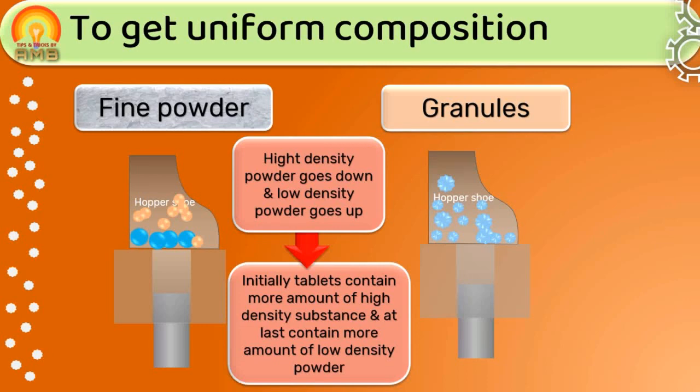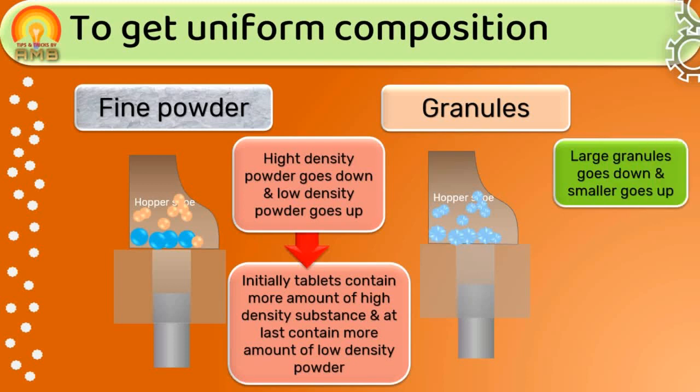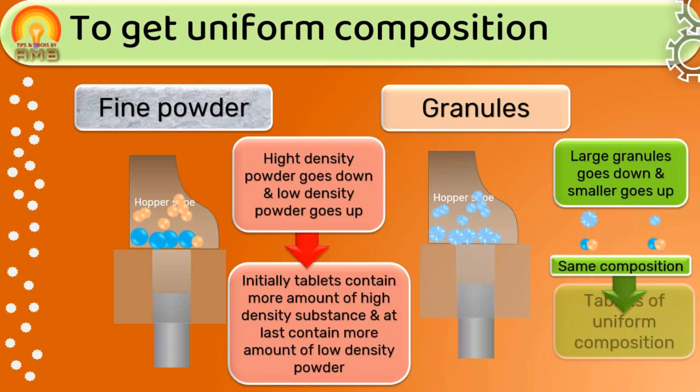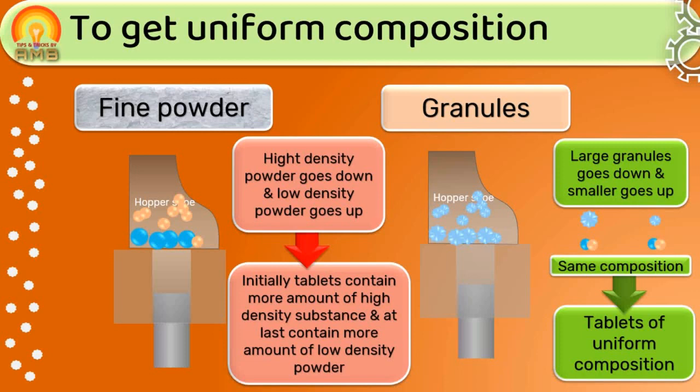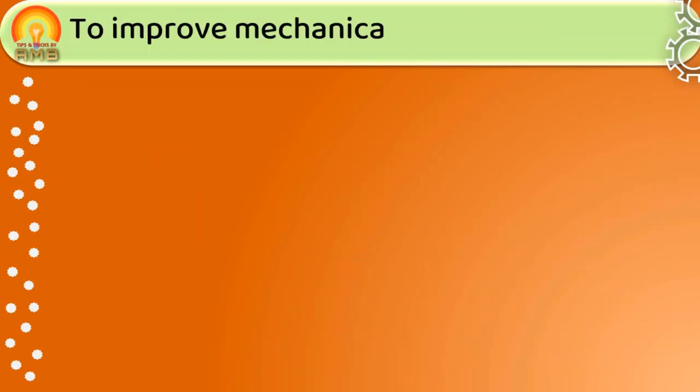Due to vibration of the machine, larger granules go down and smaller granules remain up in the hopper. But as all granules have uniform composition, tablets formed from the smaller granules or larger granules have the same, uniform composition. Next is to improve mechanical strength of the tablet.